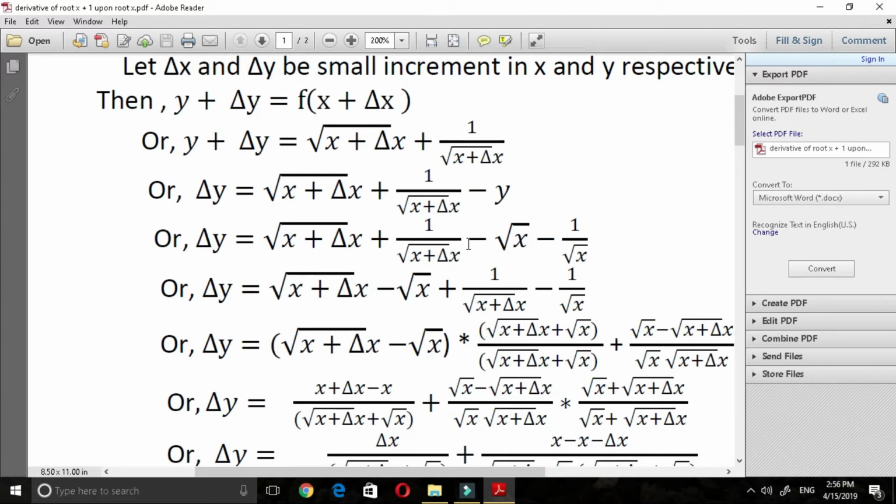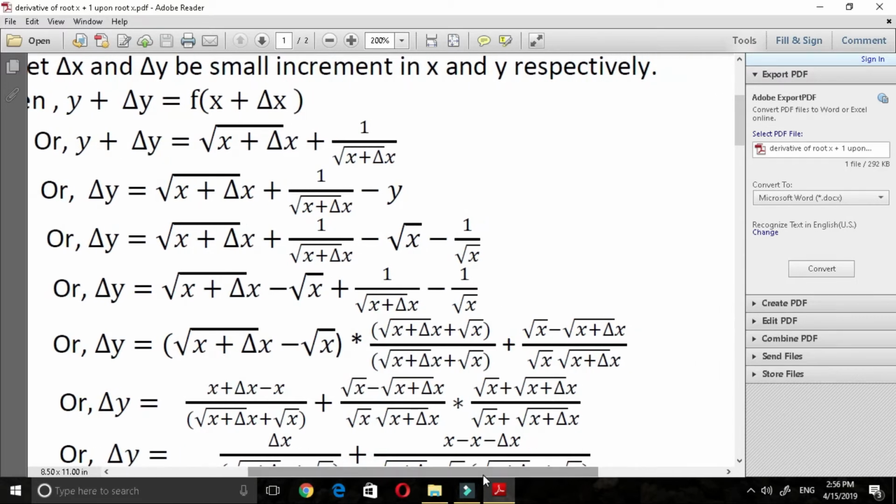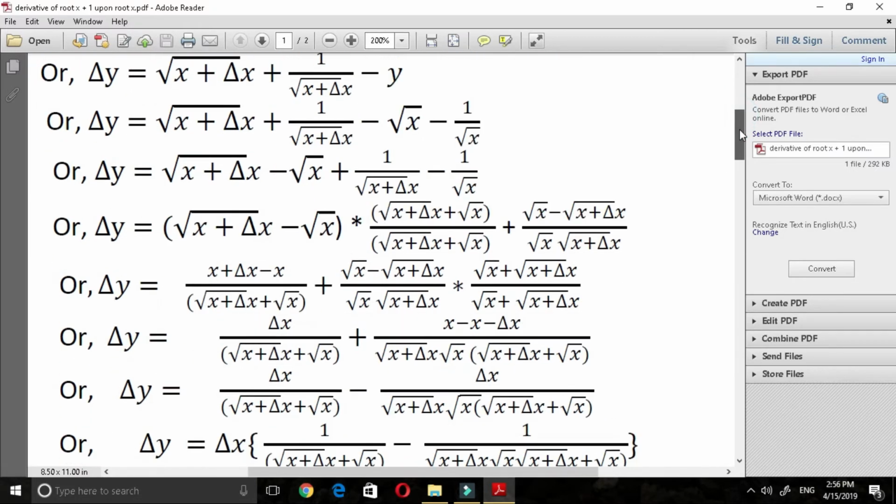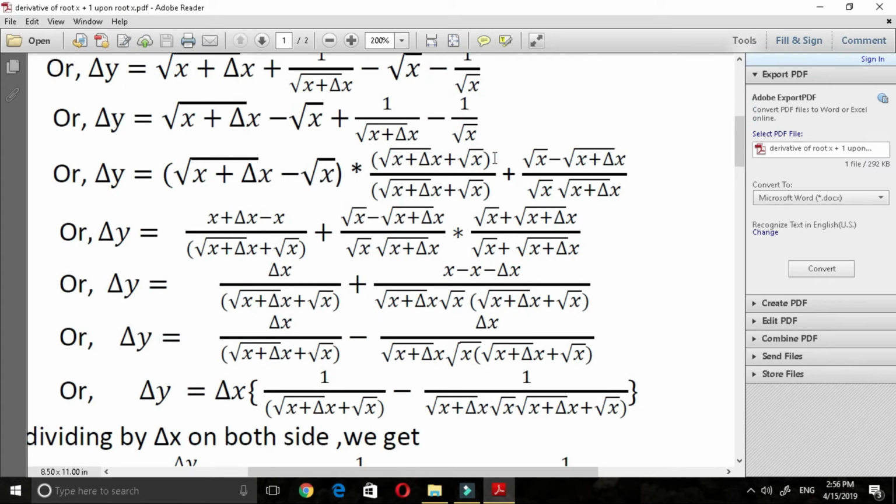So here we take root x plus delta x minus root x on one side and 1 upon root x plus delta x minus 1 by root x on the other side. Then we rationalize it by root x plus delta x plus root x upon root x plus delta x plus root x, and here we take LCM. After taking LCM we get root x minus root x plus delta x upon root x plus delta x. Then a minus b, a plus b goes into the formula of a square minus b square. So it becomes x plus delta x minus x upon root x plus delta x plus root x as it is, plus root x minus root x plus delta x upon root x into root x plus delta x.